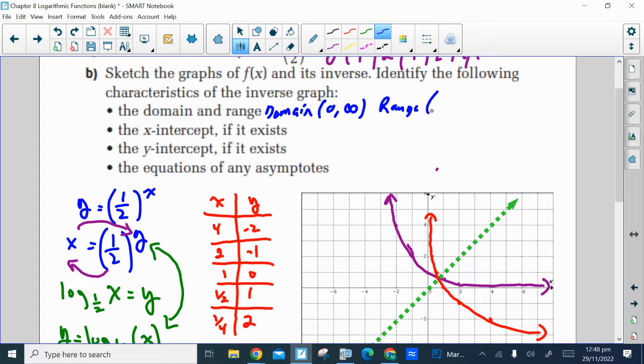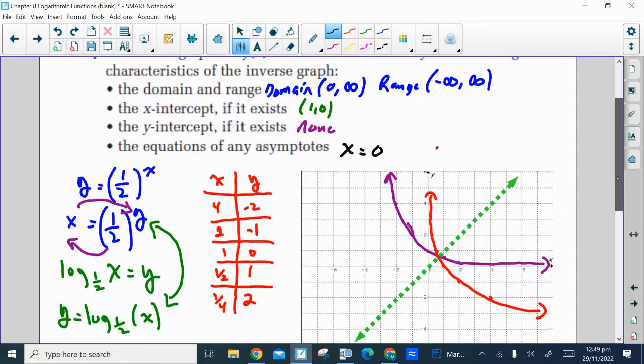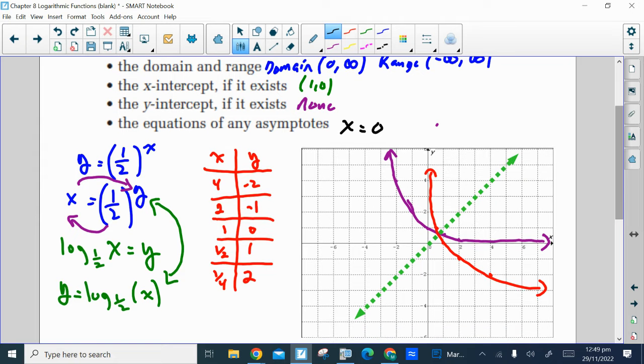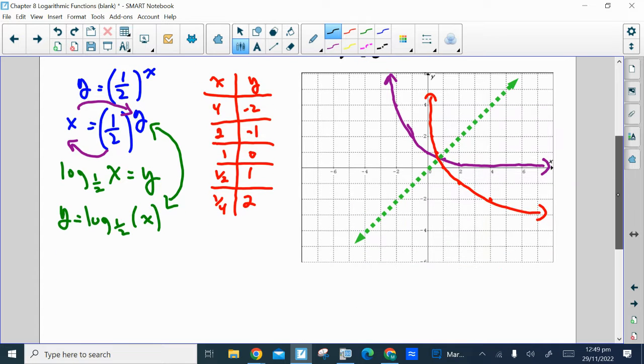The range, it still goes up and down forever. There is an x-intercept. It's the point 1 comma 0, but there is no y-intercept because the y-axis is a vertical asymptote. And the y-axis is our vertical asymptote. The equation of that is the line x equals 0. It's an equation. It's got to have an equal sign. It's got to have a variable. If you just write 0, that's not correct. It's got to be an equation. And the equation has to have a variable.